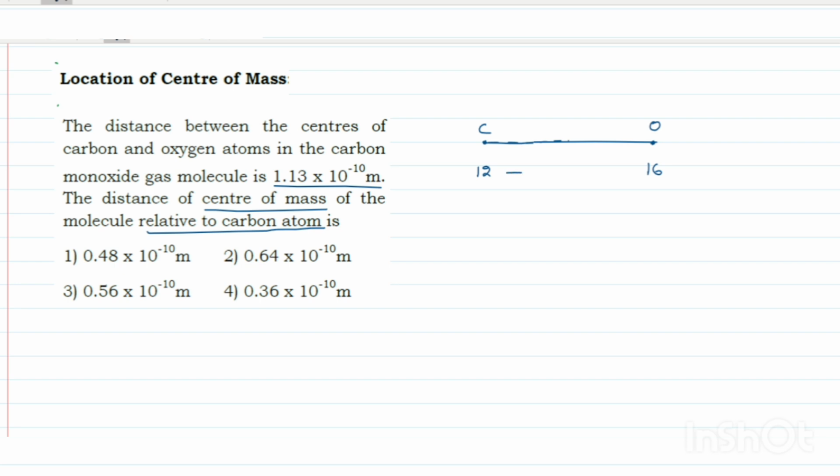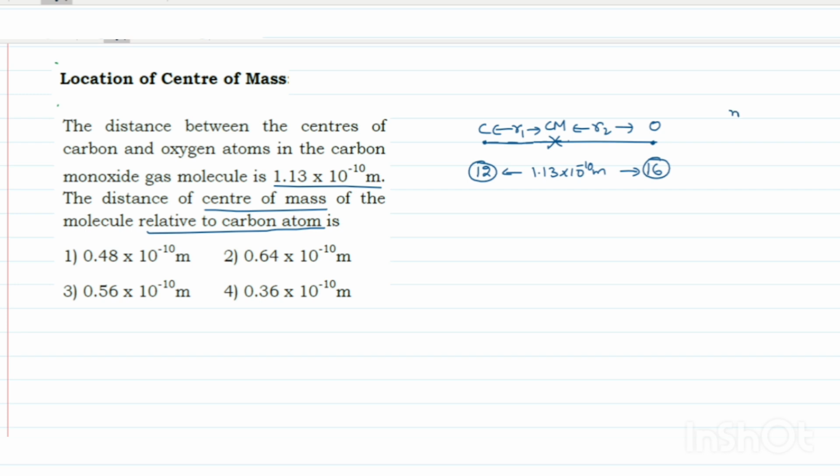Here it is given as 1.13 into 10 power minus 10 meter, and this is the carbon mass you have to take. Now they are asking for the center of mass from the carbon atom. Let us take a center of mass, and you can assume it is located at this point. Let us take this as R1, and here it will be R2.